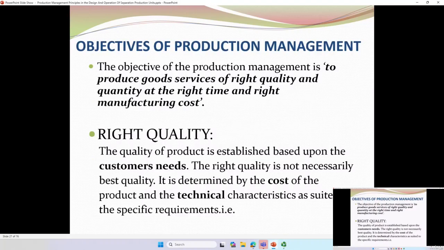Objective of production management. Now, please listen, don't cram anything. Why do we need to manage our production? What are the objectives of production management? One, to produce goods and services of the right quality and quantity at the right time and at the right manufacturing cost. We have production planning.